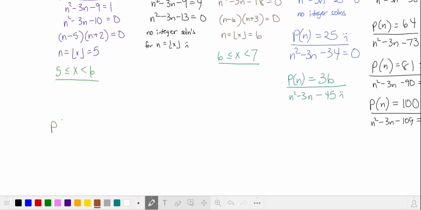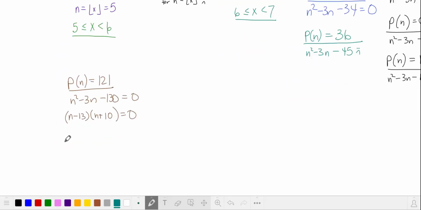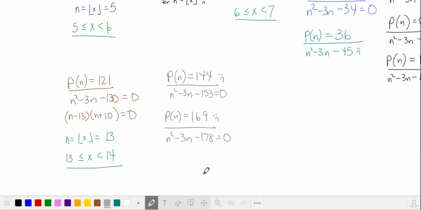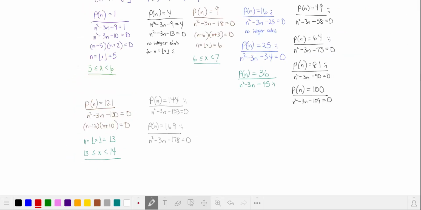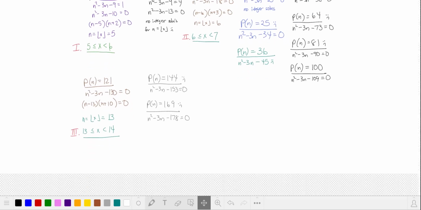We'll continue with 121. I think this will work. Here, our solution in this interval for the floor of x is 13, which means x is greater than or equal to 13 and less than 14. Two more perfect squares, and no more integer solutions. So we'll call these cases 1, 2, and 3, and try to find our bounds on x.